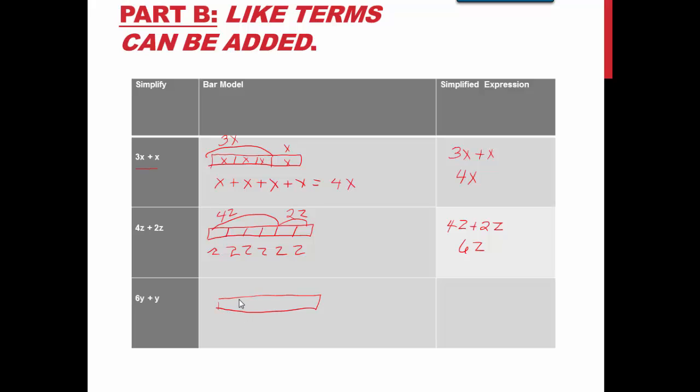Now let's do the last one. We have 6y plus y. 1y, 2, 3, 4, 5, 6. Here's 6y. And then we have 1y. If we add them all up, what are we going to get? 1, 2, 3, 4, 5, 6, 7. We have 7y.